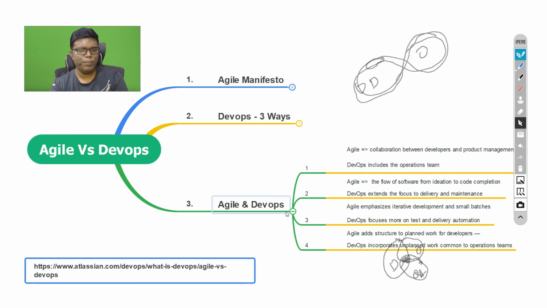Hope now you get an idea about what the similarities and differences are between Agile and DevOps, and how these two work hand in hand with each other to bring about efficiency and productivity for the software development cycle.